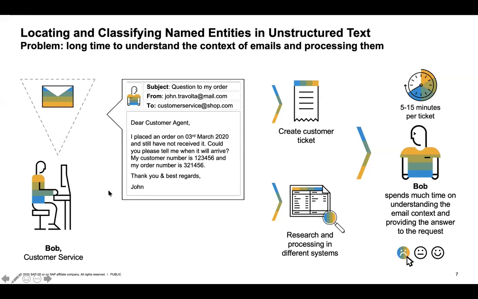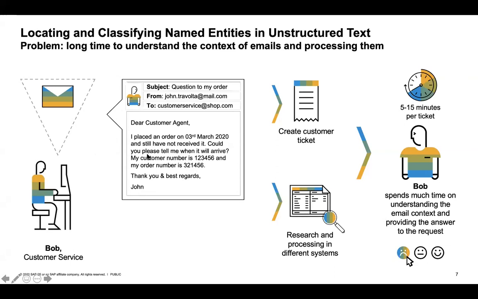What the customer service agent would typically do is read through the entire email. He would first have to determine the nature of the query. In this case, it is an inquiry of order status. Then he would have to retrieve all the important information, like the date when the order was placed, the customer number, order number, and so on. For now, this email looks very simple, and we can easily perceive information from it.